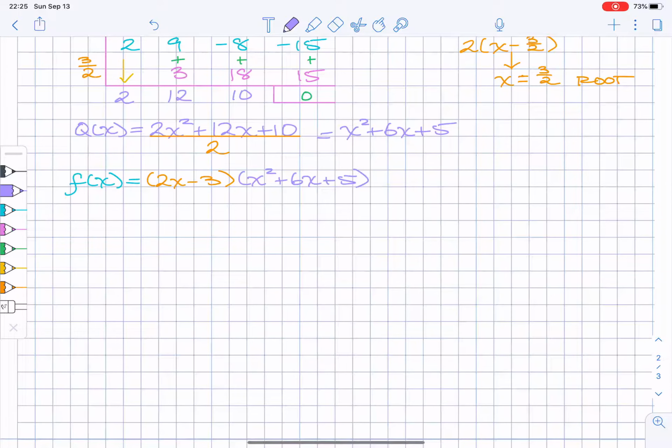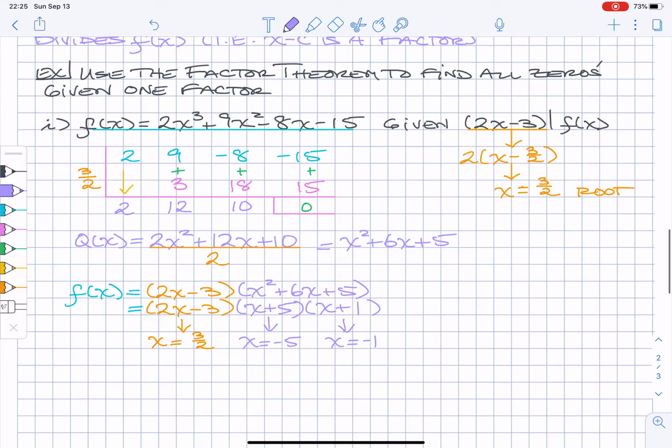So now I just need to factor the quotient. So what two integers have a product of 5 and a sum of 6? And I claim that that's 5 and 1. So therefore the roots are going to be x equals 3 halves, x equals negative 5, and x equals negative 1. So these are the 3 roots of that polynomial.